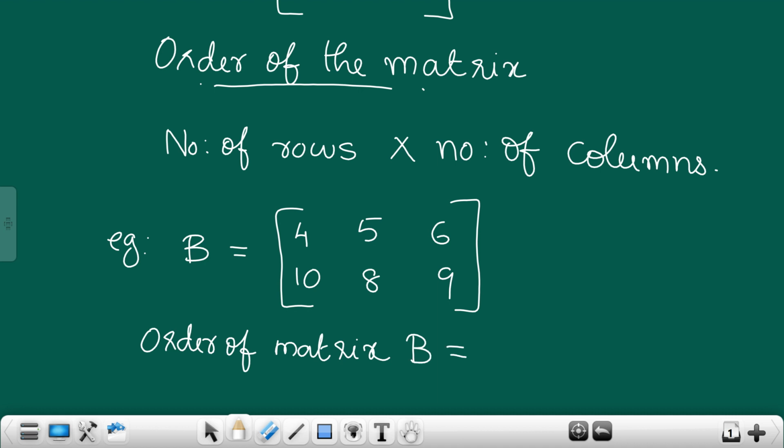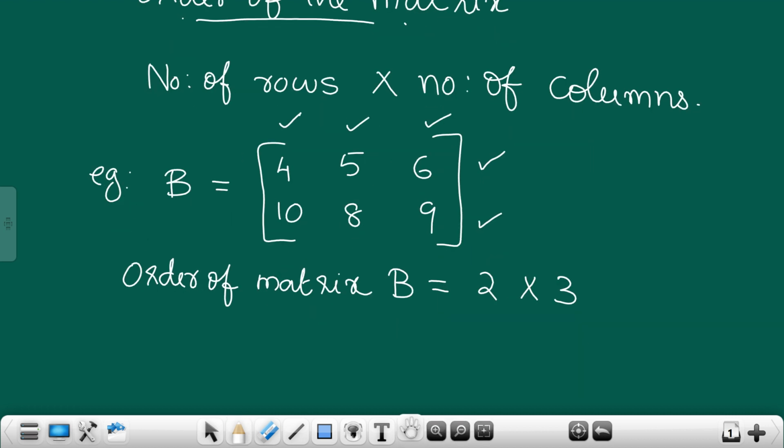Here the number of rows is, this is our first row and this one is our second row. So the number of rows is 2. Then we put a cross symbol. Number of columns is 1, 2 and 3. So we write 3. But we read it as 2 by 3, not 2 cross 3 or 2 into 3. We read it as 2 by 3. Order of a matrix is number of rows by number of columns.